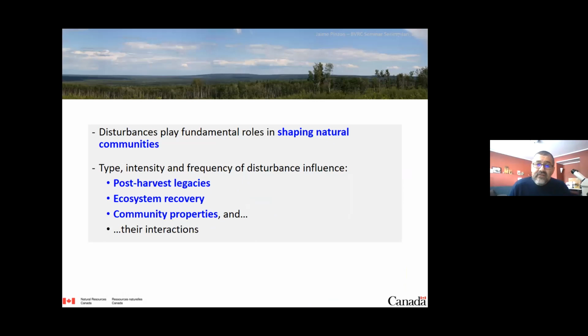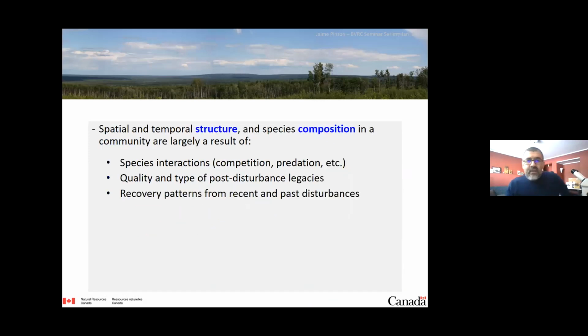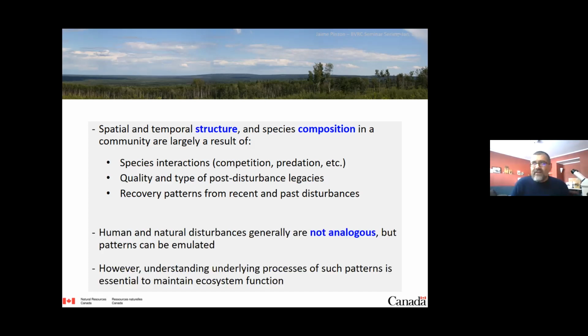And what you see today is essentially a function and a result of this accumulation of disturbances and information on the landscape. So of course, the spatial and temporal structure and the composition of species is a result of those interactions between species and the type and quality of the legacies that are left after a disturbance, and therefore the influence of those recovery patterns from disturbances. Not only the most recent disturbance, but also disturbances that happened in the far past, like I showed you before, where we see that fire history plays a very important role in explaining the composition of species even after harvest.